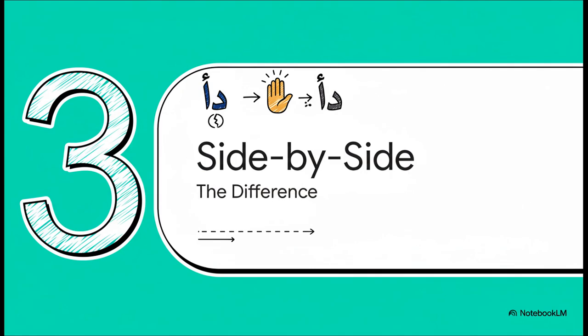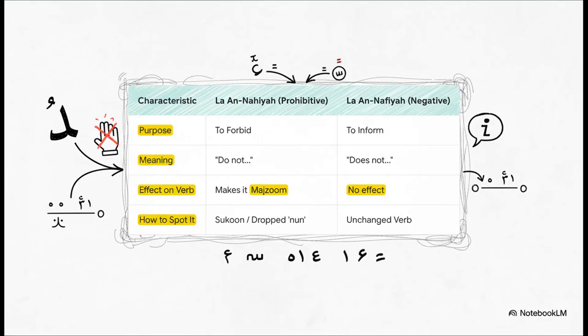Okay, now for the fun part. Let's put them side by side. This is where it's all going to click and become crystal clear. So here's the whole story in one table. On the left, you've got La-e-Nahi, the prohibitive one. Its purpose? To forbid. Its meaning? Do not. And its effect? It makes the verb majzum. You spot it by looking for that sukoon or the missing noon. Now on the right, you have La-e-Nafi, the negative one.